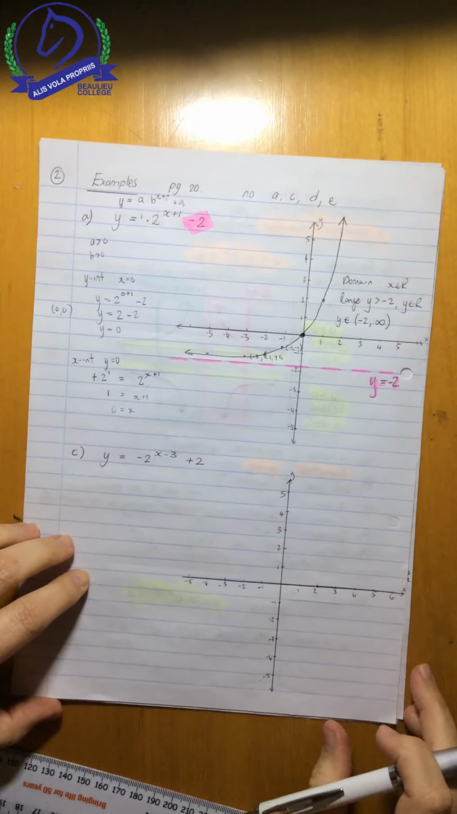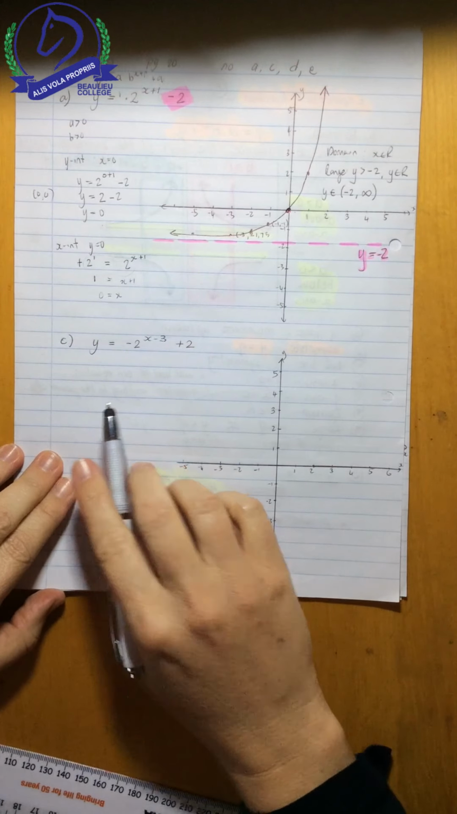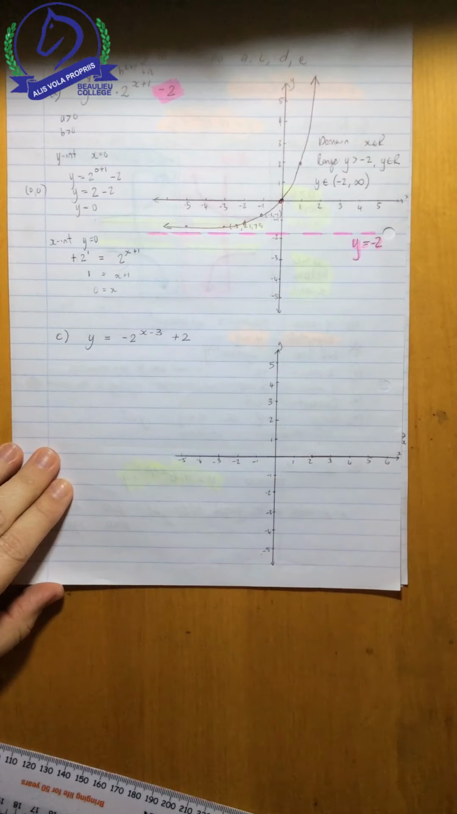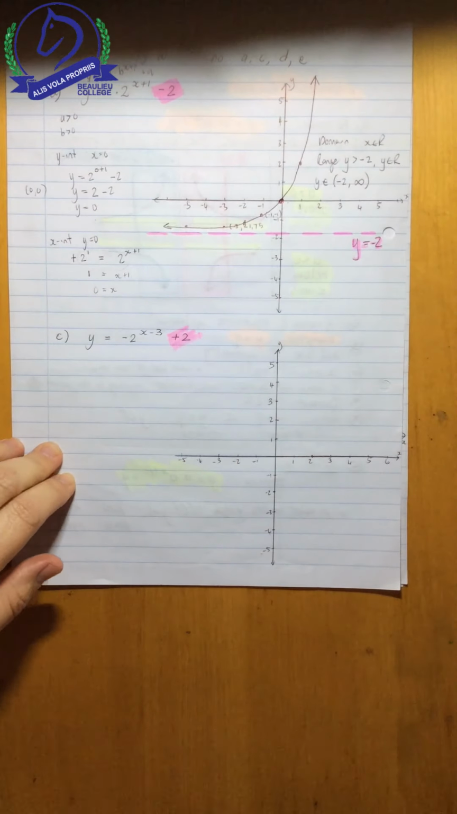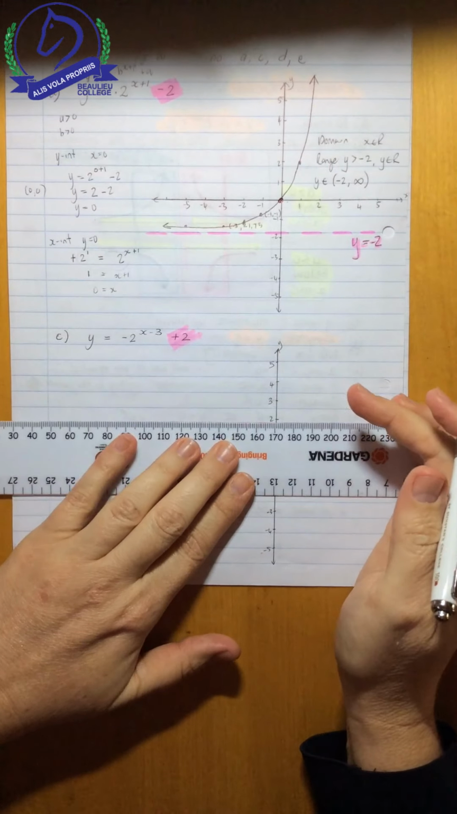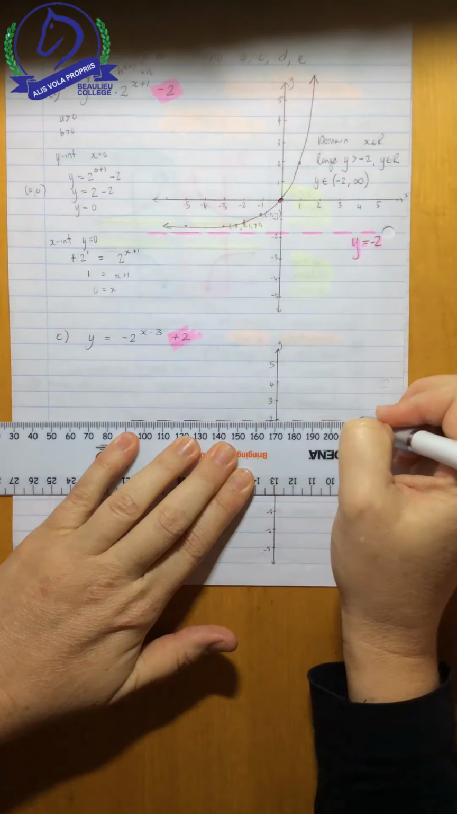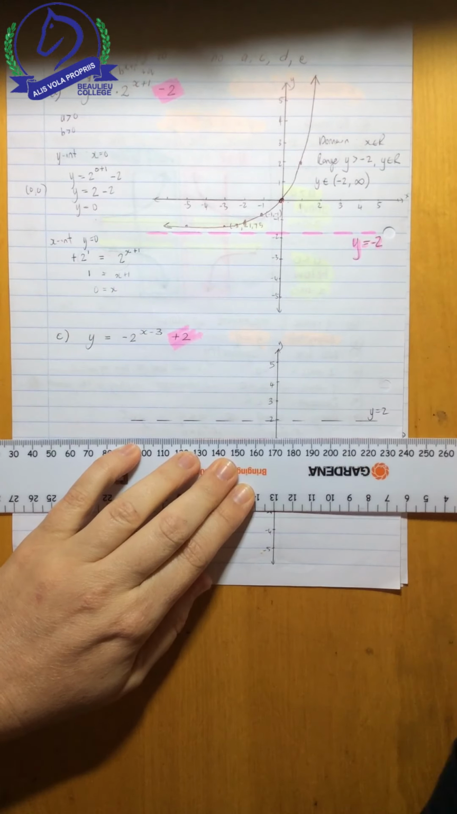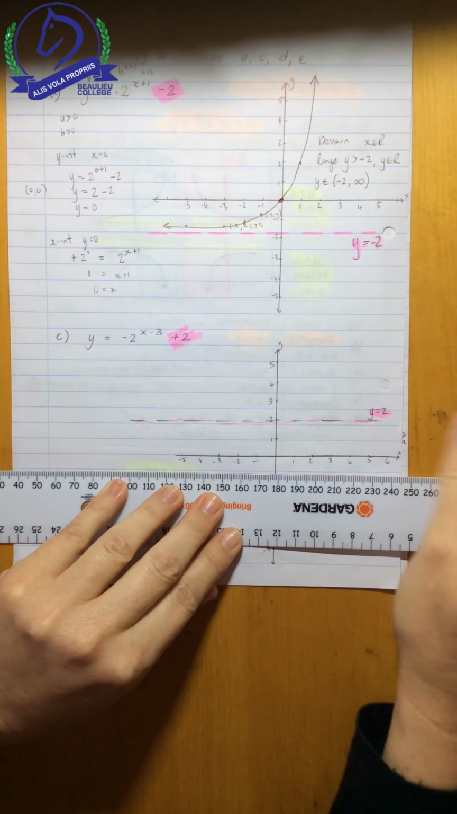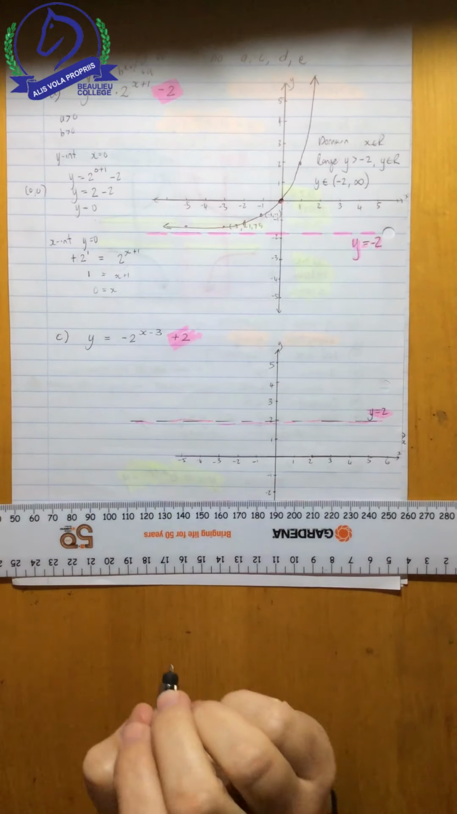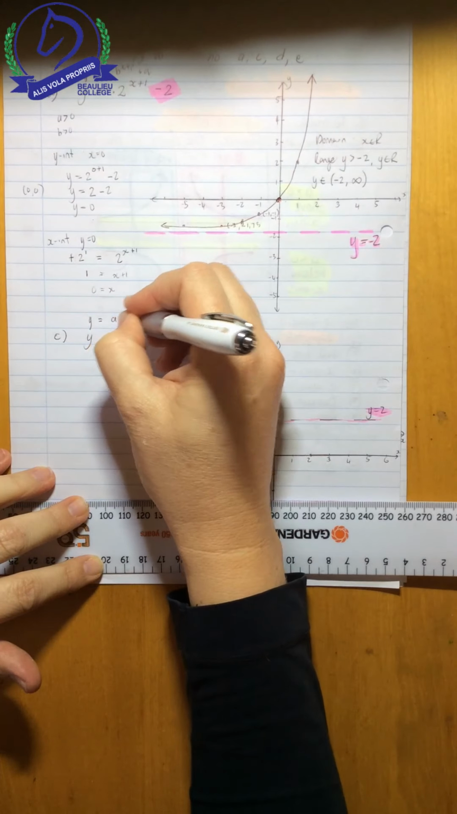Simple. Right, let's look at number C. I'm going to do number C now. So for the first step, I'm going to add my asymptote, which is at y equals 2. Just add some color.